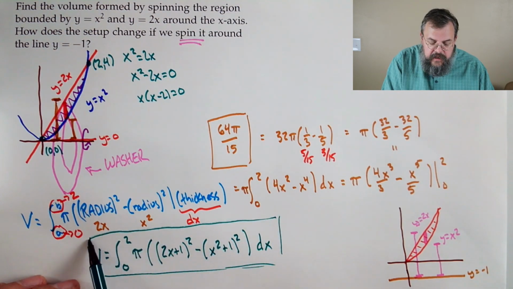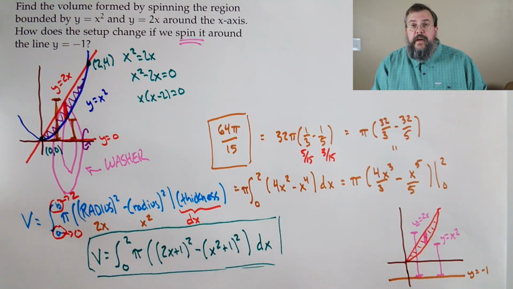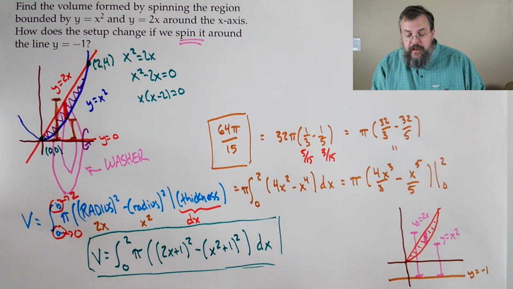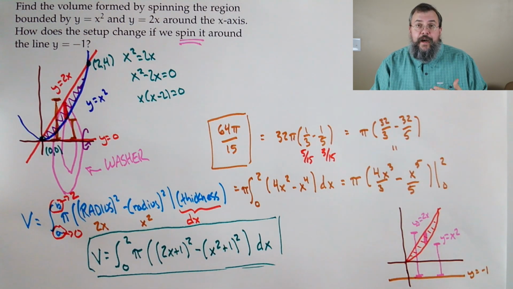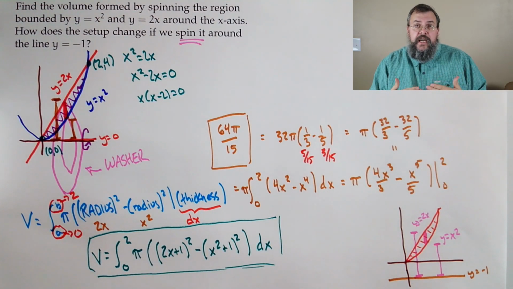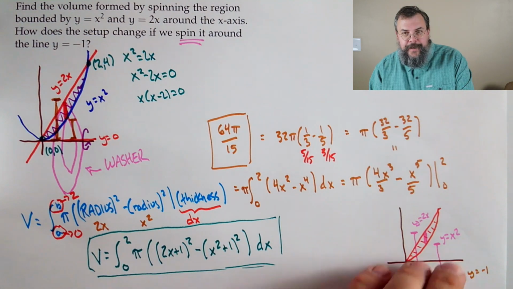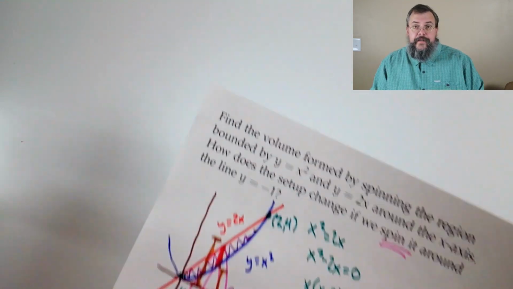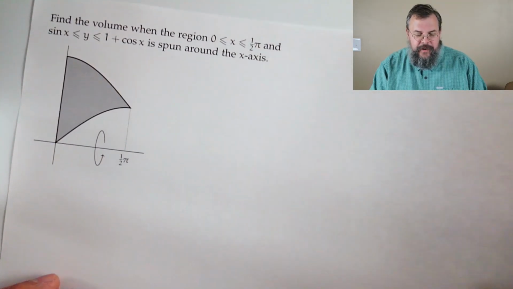It's not so bad. It really is just going to become an integration with the polynomial again, but it's important to see what's happening. What's happening is as we adjust which line we spin it around, the part that changes in the setup is the radius. And so we need to keep that in mind. All right, good. Well, let's try another problem, right? Of course we should. Okay.